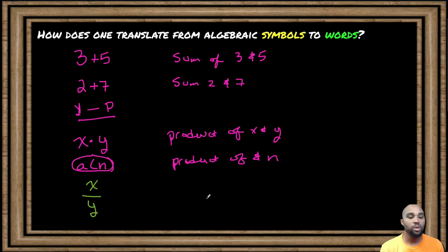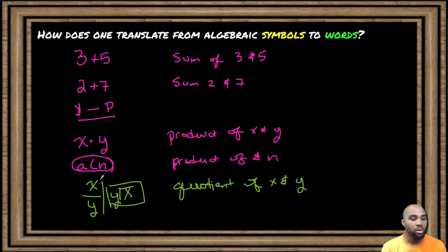What's the key word we use for that one? So quotient. Let's see if I can spell it right. Quotient. So we can say this is the quotient. What is the quotient of x and y? Or just simply say x divided by y. And we can write it this way, x divided by y. So those are two ways. You can write it this way or this way.